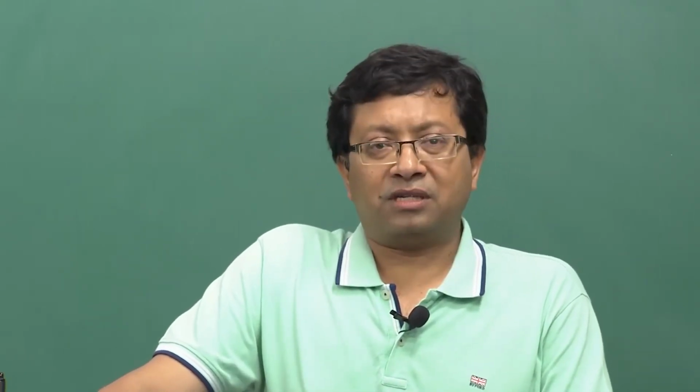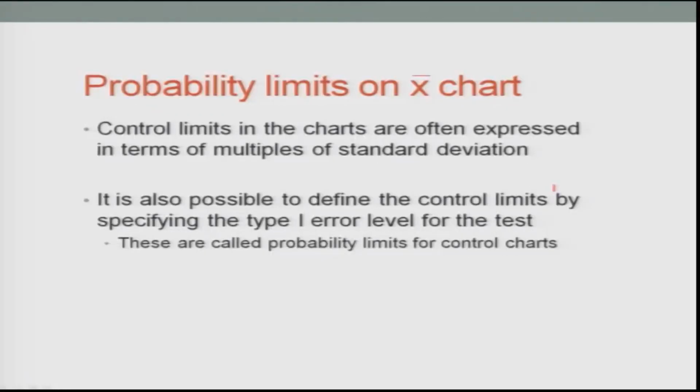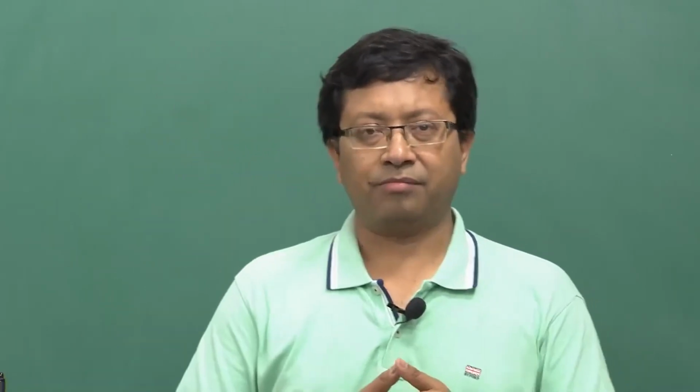So, now you want to understand something about the probability limits on X bar charts. Control limits in the charts are often expressed in terms of multiples of standard deviation. Now, this will become a little bit more interesting. If you remember, I will speak a little bit more here without going to the slides immediately, and I will sketch some diagrams accordingly.